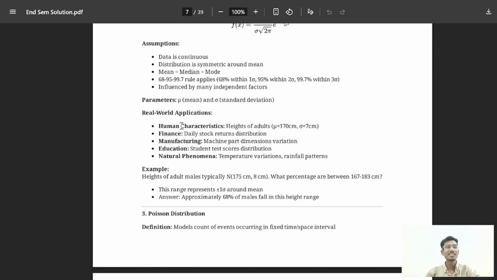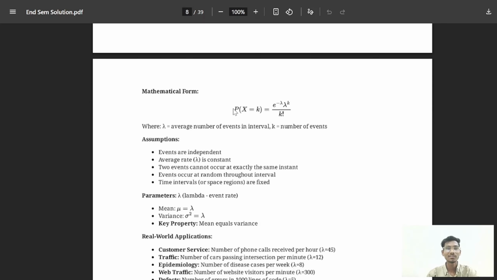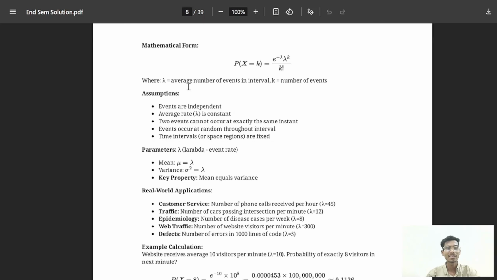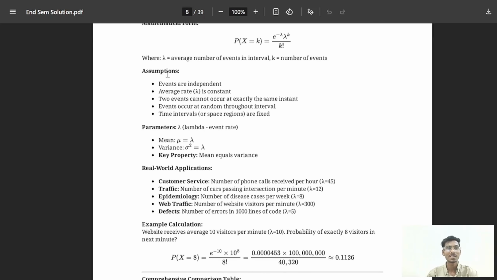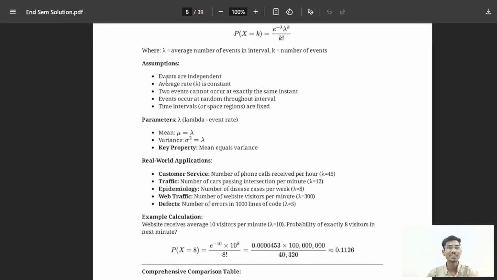So now we will see the Poisson distribution. Its definition is models count of events occurring in fixed time or space interval. Mathematical form, P of X equal to k equal to e to the power minus lambda, lambda to the power k upon k factorial, where lambda is average number of events in interval, k equal to number of events. Assumptions: events are independent, average rate lambda is constant, two events cannot occur at exactly the same instant.